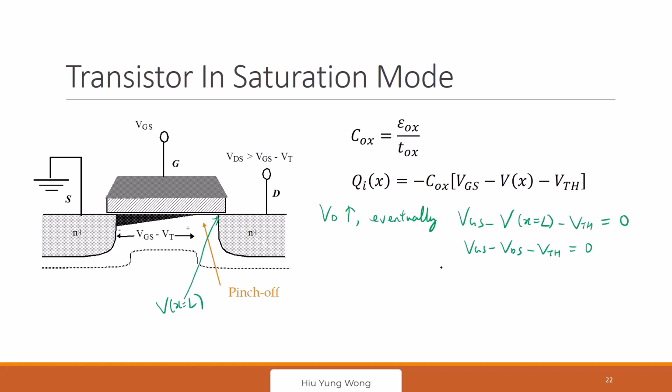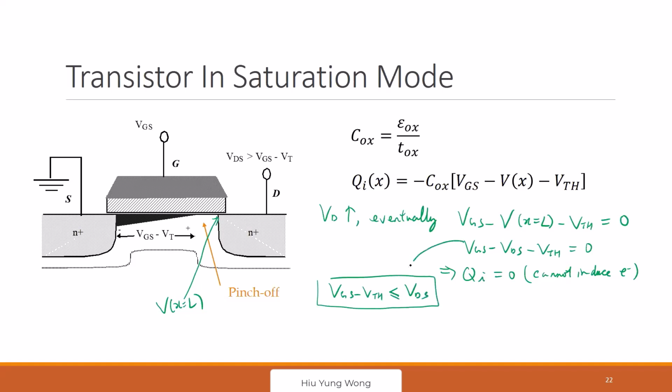Then there is Qi equal to 0, right? You cannot induce electrons. And so that is the condition: VGS minus VTH smaller or equal to VDS, right? This is the condition. From here to here, in this case, it goes into saturation, okay?